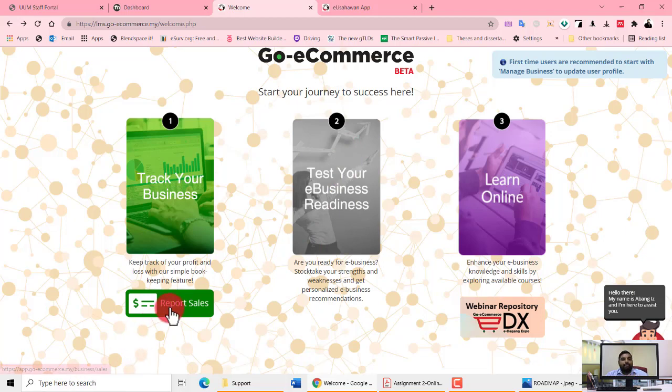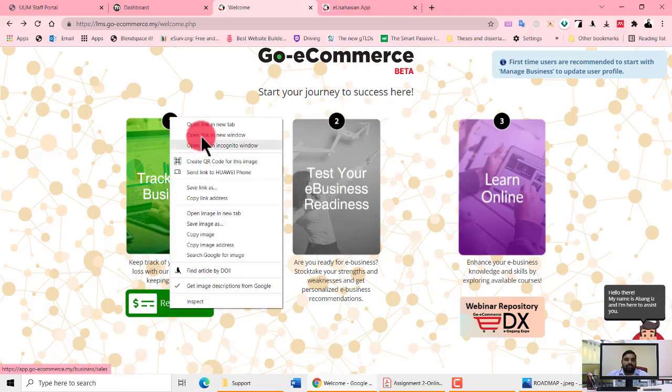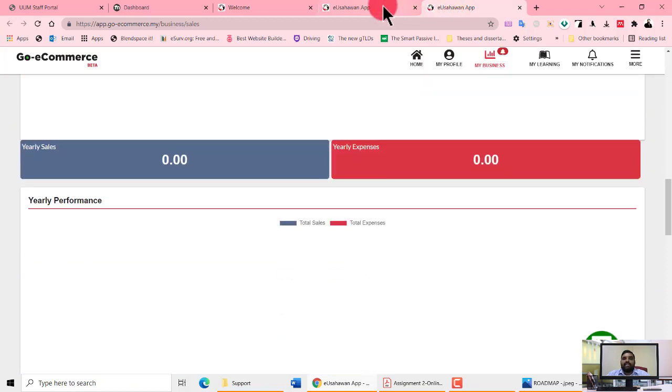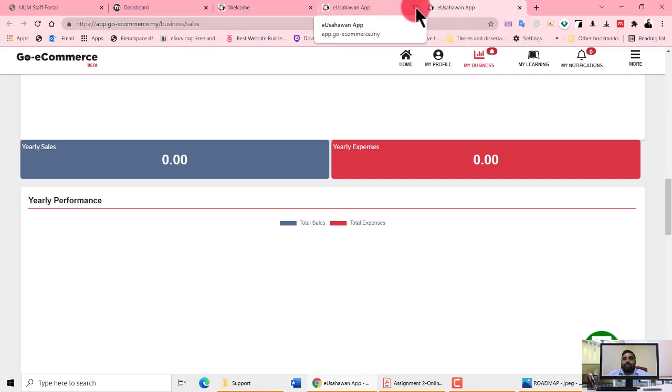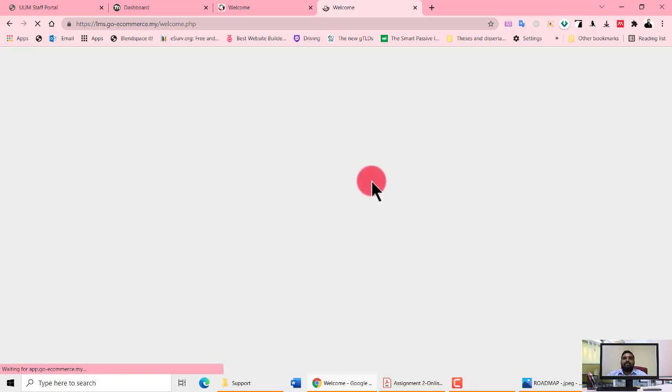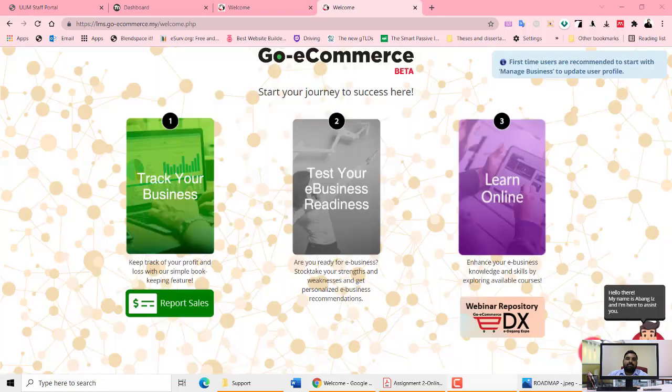And report your sales. Actually, report your sales and this one are the same. So what I'm going to do is, you have to report. First, you click home and you see. Home, what happened? It will go back to the home button. So it will go to the home, the three buttons.